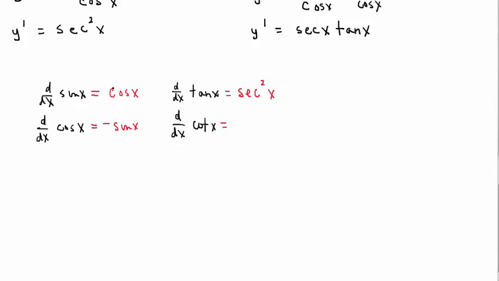All right, so let me write down the next ones. Okay, so add these 2 to our list. We derived the derivative of secant to be secant x tangent x. So what's the derivative of its cofunction, or the derivative of cosecant? Well, that's going to be negative cosecant x times cotangent x.